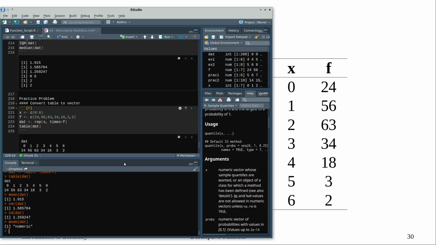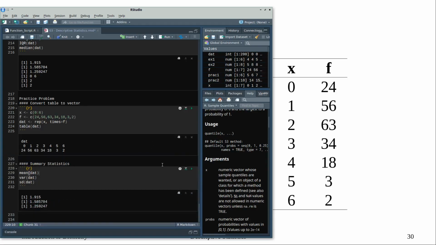The mode represents the most common data point. We don't really have to calculate it, because it's just the most common value. So what we can do is just look at the data table itself and see 2 has 63 items, and that is the most that occurs in our data set. So the mode for our data set is 2.